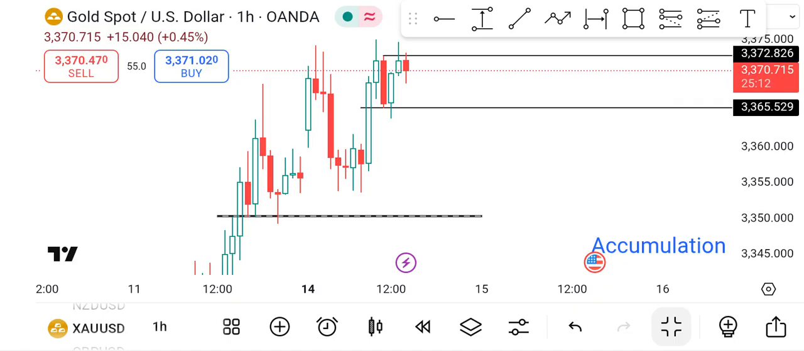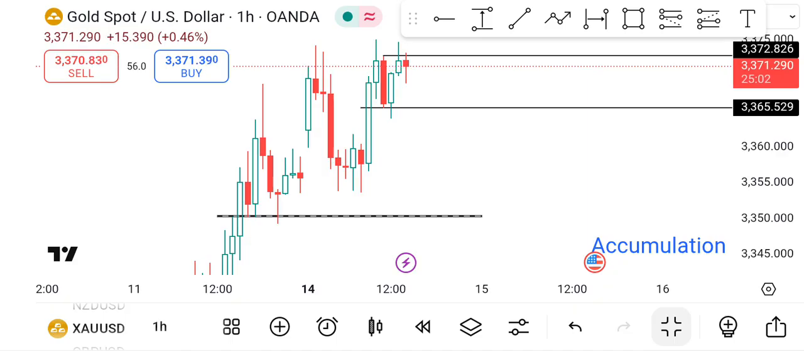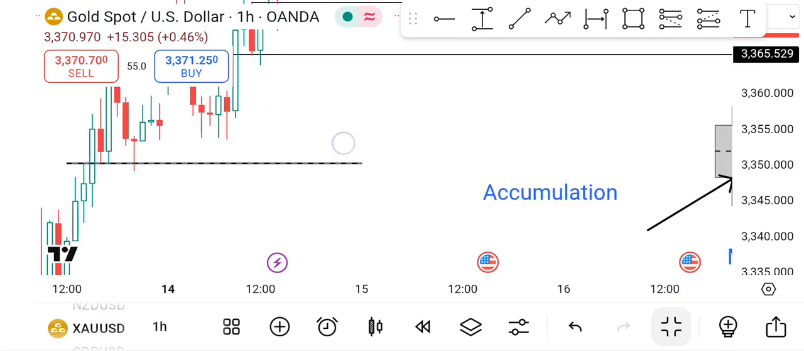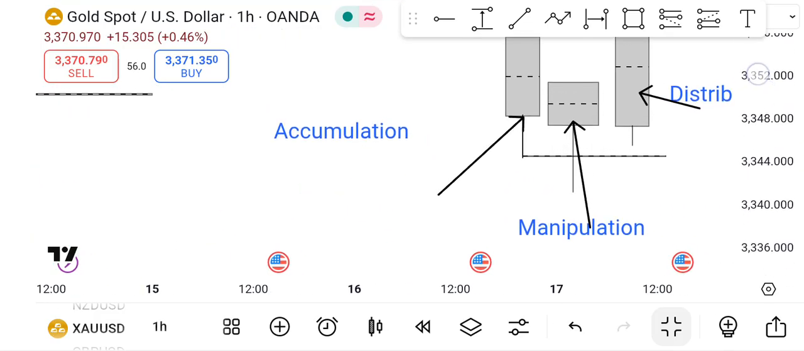CRT occurs when the second candle, the manipulation candle, attacks the liquidity above or below the range high and immediately reverses. Meaning the next candle, the third candle, the distribution candle, will target the low or the high of the accumulation candle. So in short, have a clear definition of what I'm talking about.